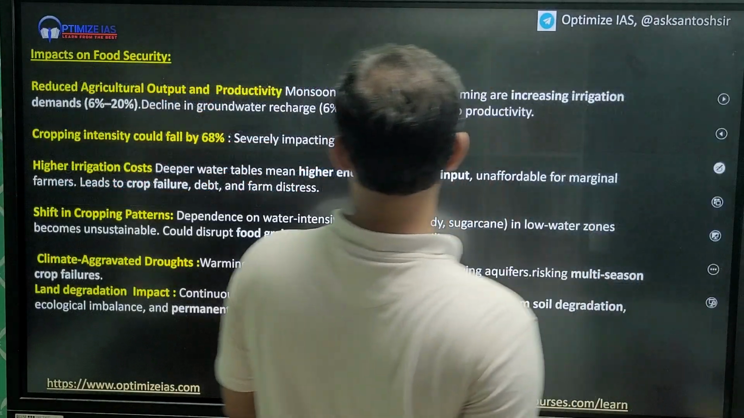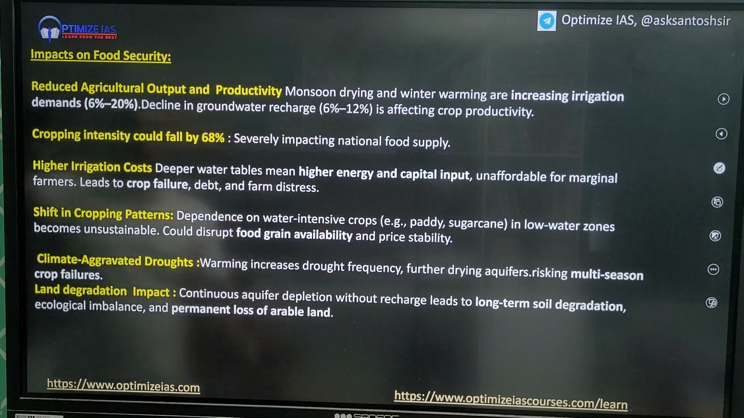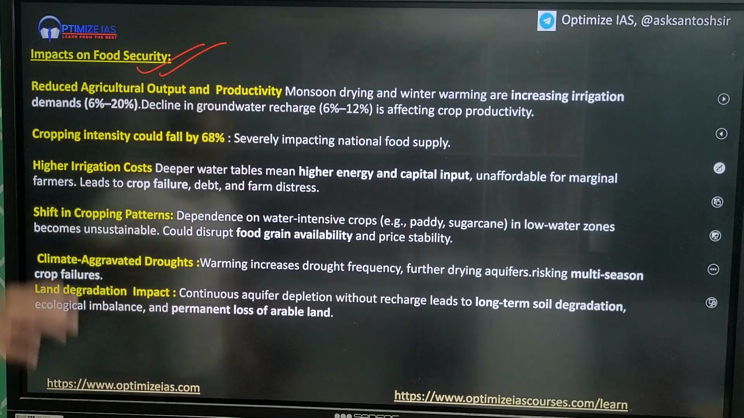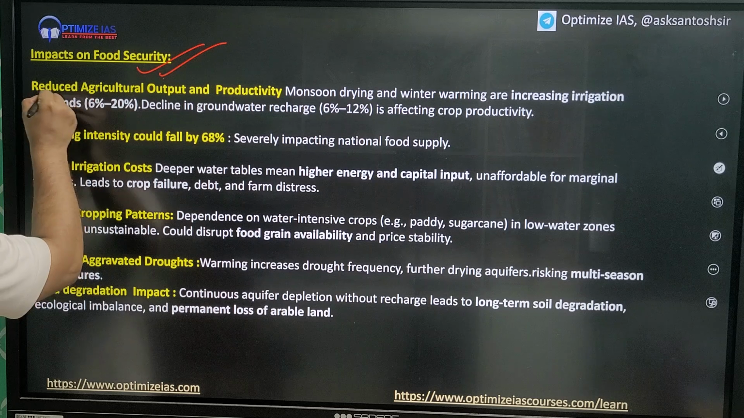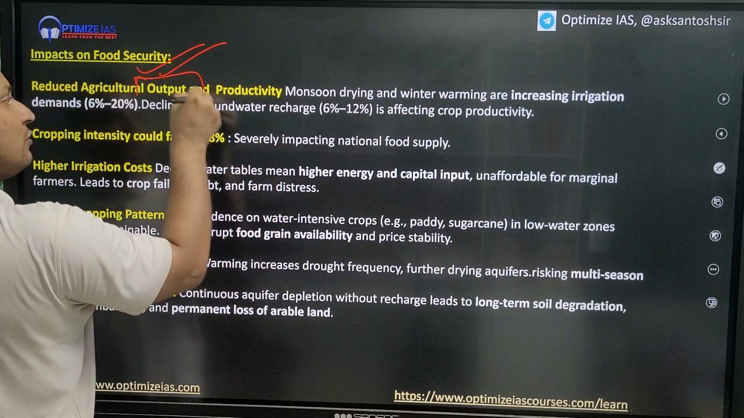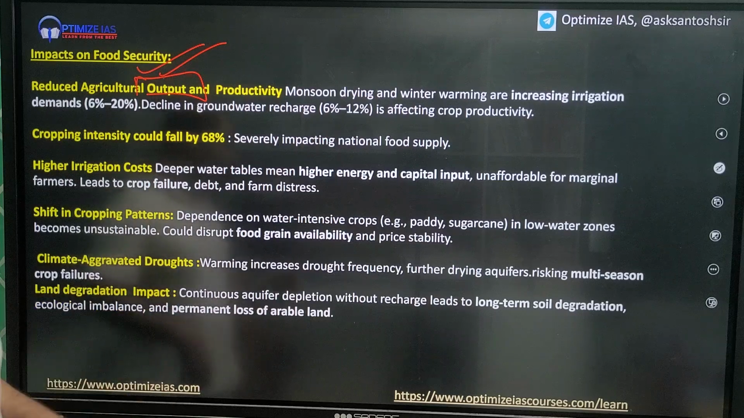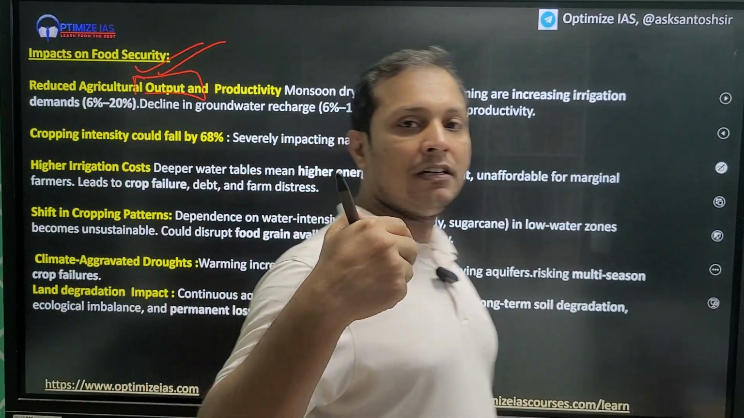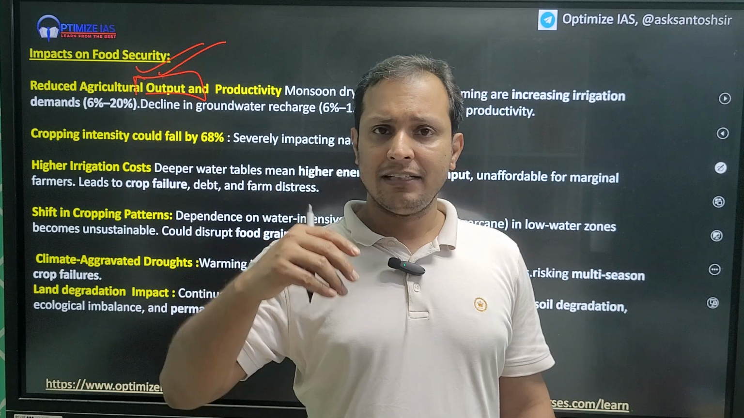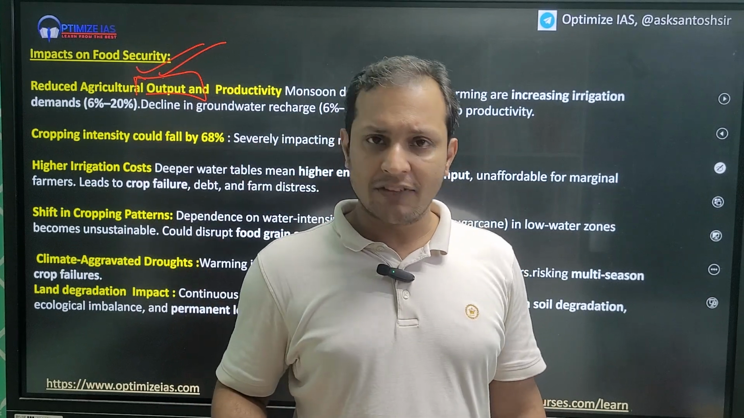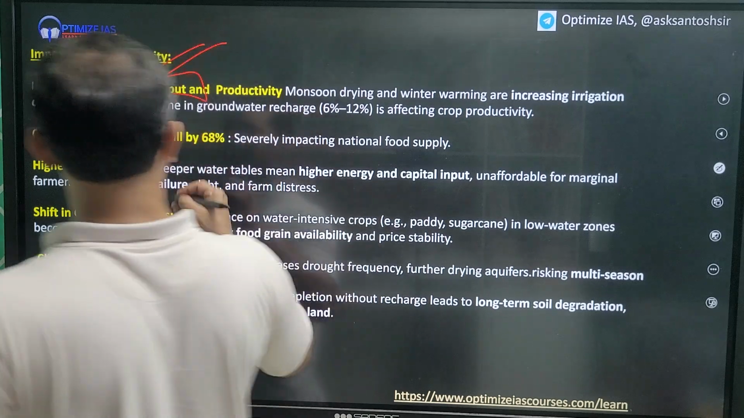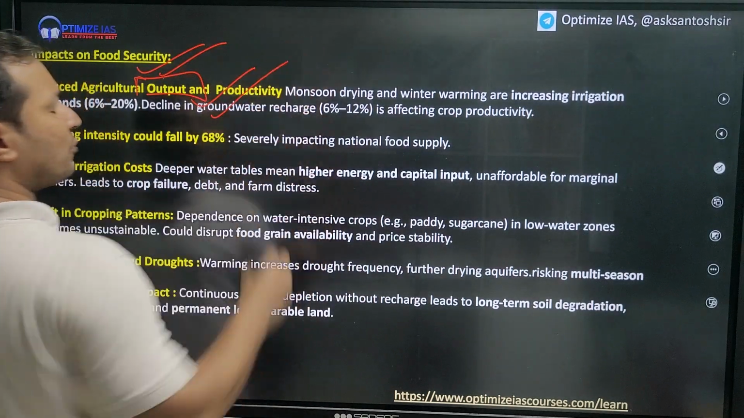Okay, now is the body. Impact on food security. What is the impact of groundwater on food security? First point, always write in points: reduced agriculture output. Obviously, guys, when the groundwater declines, the water availability for agriculture will decline, and this will impact the output of agriculture. So that is the first point: reduced agriculture output.